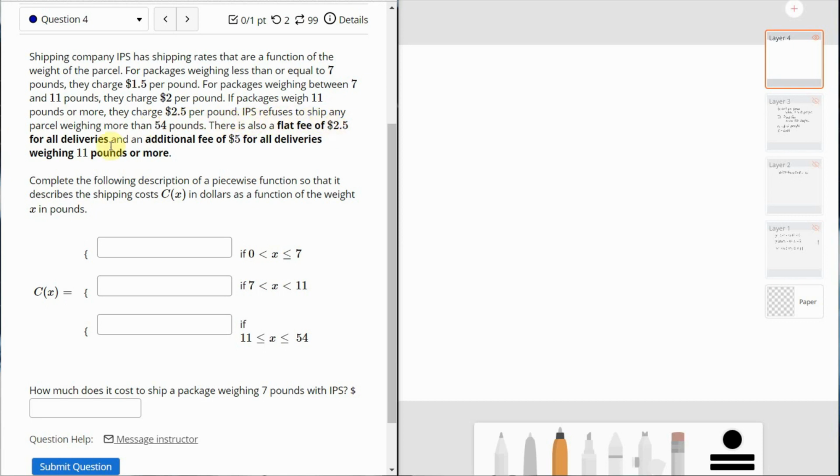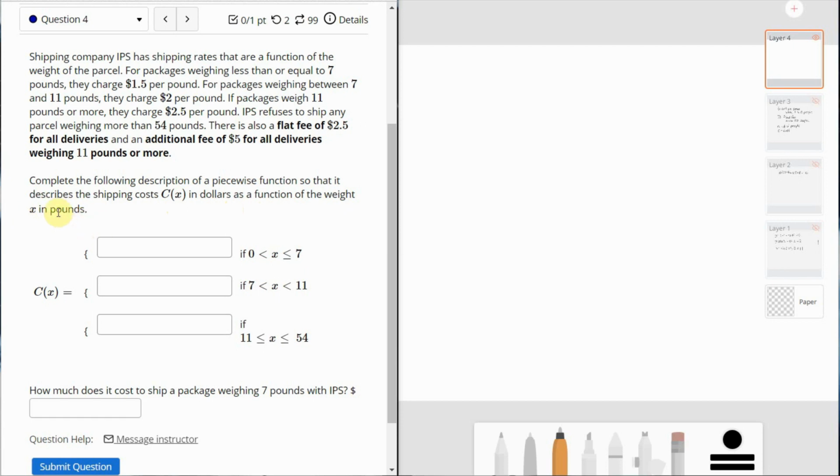IPS refuses to ship any parcel weighing more than 54 pounds. There's also a flat fee of $2.5 for all deliveries and an additional fee of $5 for all deliveries weighing 11 pounds or more. Complete the following description of a piecewise function so that it describes the shipping cost C of x in dollars as a function of the weight x in pounds.